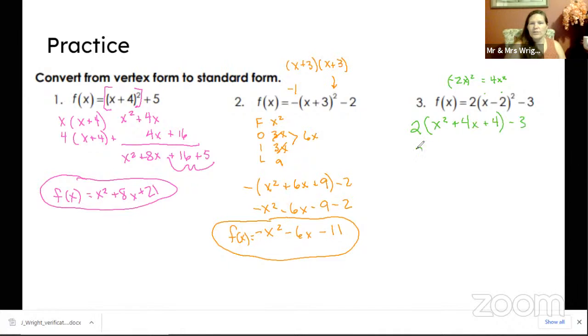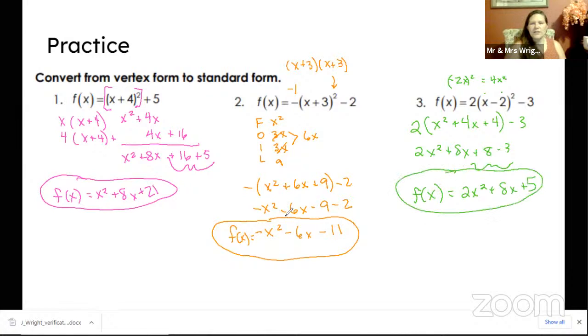Now we can distribute: 2x squared plus 8x plus 8 minus 3. Combine our like terms, and you're going to get f of x is 2x squared plus 8x. What's 8 minus 3? They have different signs, so we find the difference. 5. So it's going to be the positive sign. The larger number gets the sign, so positive 5. And that is our final answer.